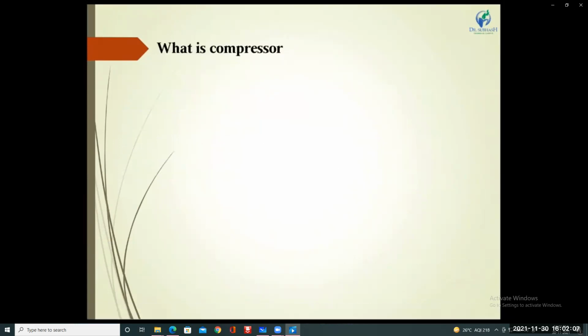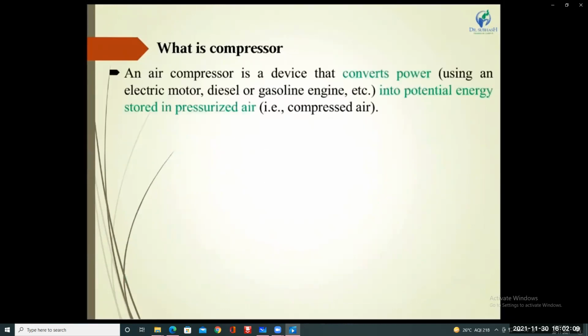What is a compressor? An air compressor is a device that converts power, using an electric motor, diesel or gasoline engine, etc. Means any type of device that takes power from an electric motor, diesel or gasoline engine and converts it into potential energy stored in pressurized air. Also we say that as compressed air.